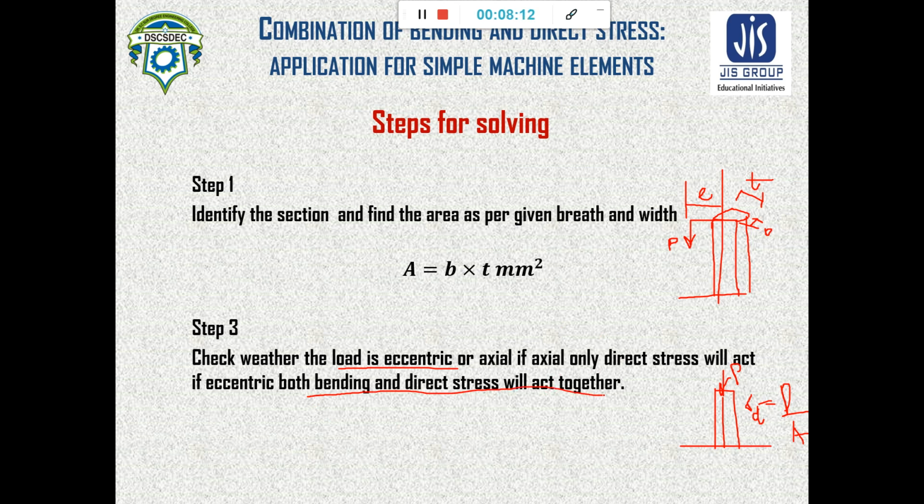together. If both the direct and bending stress are acting together, what will be seen? The combined effect of both the stresses can be seen as a maximum or minimum value. So from that we get the idea that in this case there is eccentric loading, which means the combination of bending and direct stress formula will be applicable here. After getting that idea, we have to find out two values.